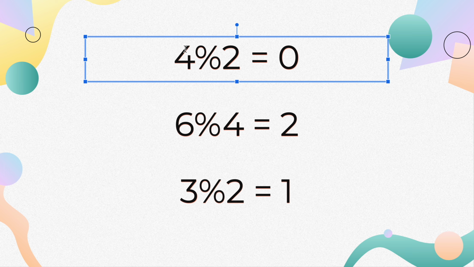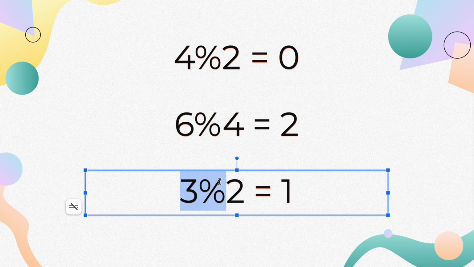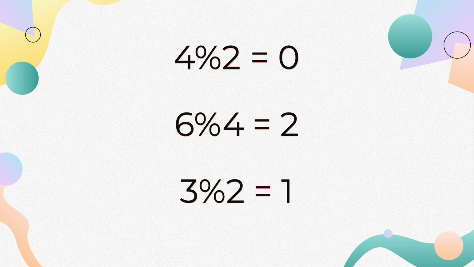This is because when we divide 4 by 2, what is the remainder? The remainder is 0. What if we divide 6 by 4? We can't divide 6 by 4 evenly, but if we do divide it, we're going to get a remainder of 2. If we divide 3 by 2, we get a remainder of 1. That's what the mod operator does. It finds what the remainder is.